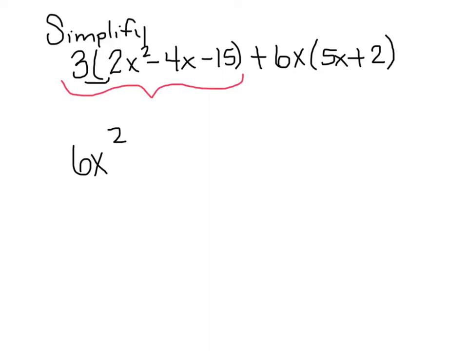There's no variable being distributed this time. You're only distributing those coefficients. 3 times that negative 4 would be negative 12x. And finally, 3 times negative 15 would be negative 45. Okay, in the last section, I showed you how to stack up the like terms. We're going to do that here, but first, again, we have to do the distributive property.